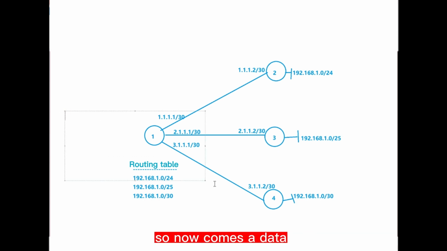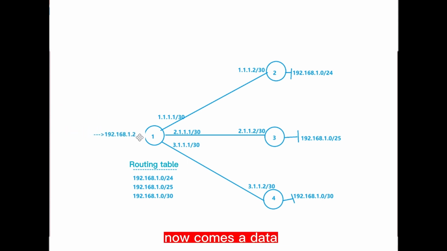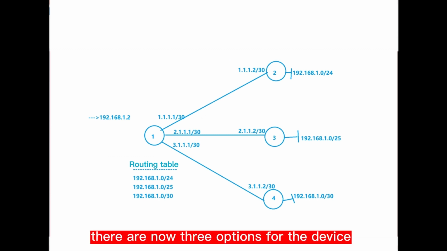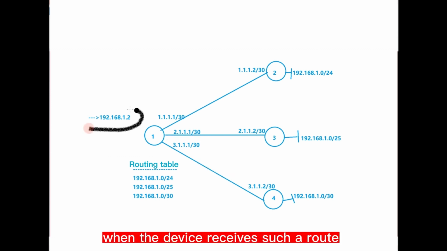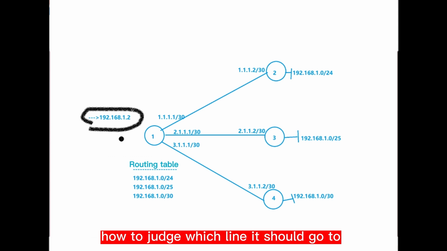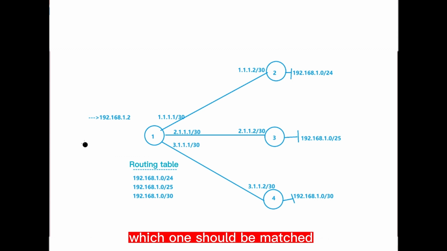So now comes a data. This data will go to 192.168.1.2 in the future. So where is the next hop? Think about it. Now comes a data whose destination address has reached device 1, 192.168.1.2. There are now 3 options for the device: here, here, and here. So where will it be sent from? When the device receives such a route, how does it judge which line it should go to? Now there are so many. Which one should be matched?